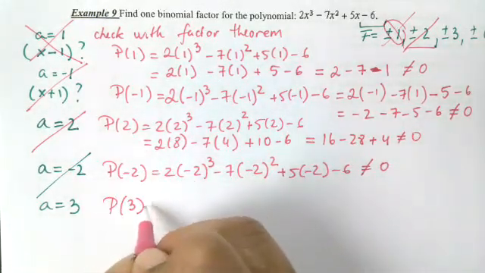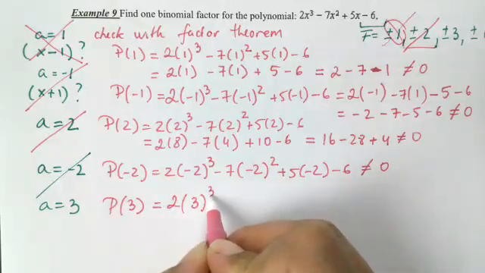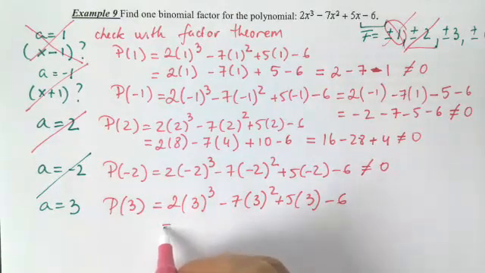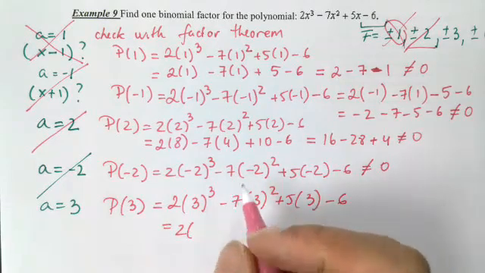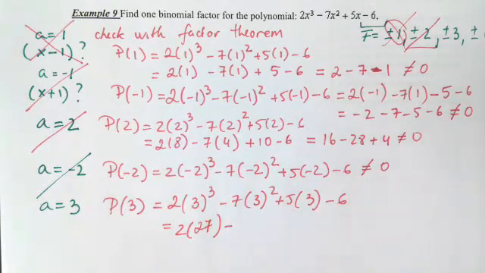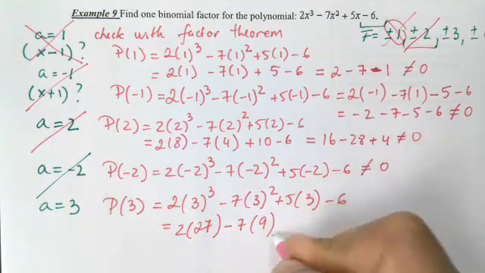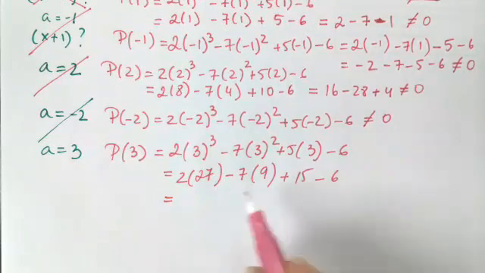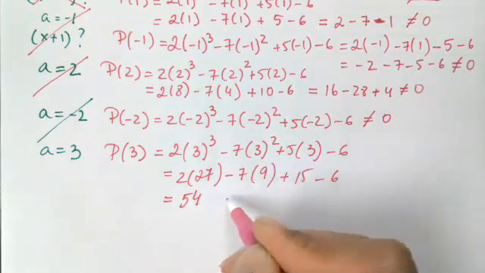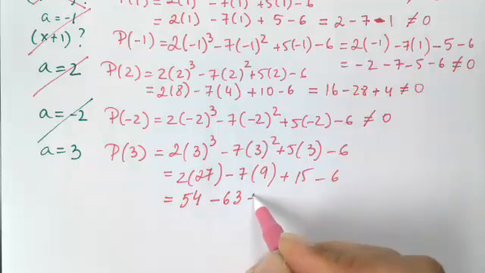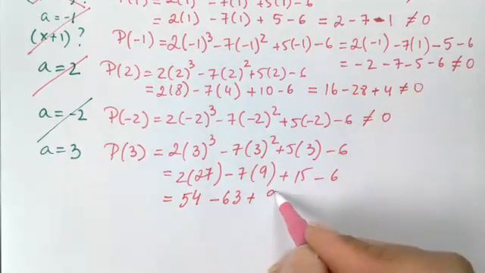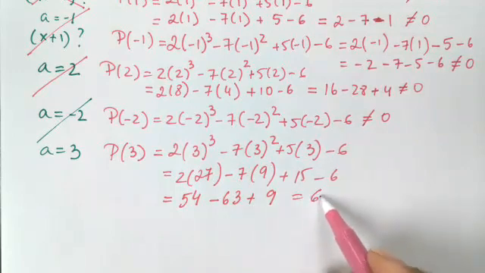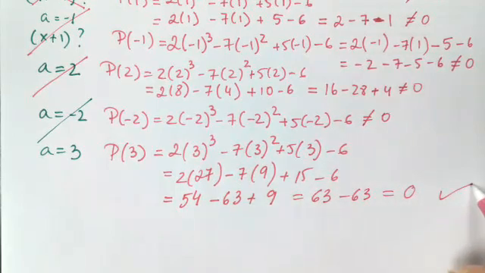So a equals 3. I have a good feeling about this one. 2 times 3 cubed minus 7 times 3 squared plus 5 times 3 minus 6. 2 times 3 to the 3 is 27. -7 times 9 plus 15 minus 6. 2 times 27 is 54 minus 7 times 9, 63, plus 15 minus 6 is 9. 54 plus 9, 63, right? 63 minus 63 is 0.